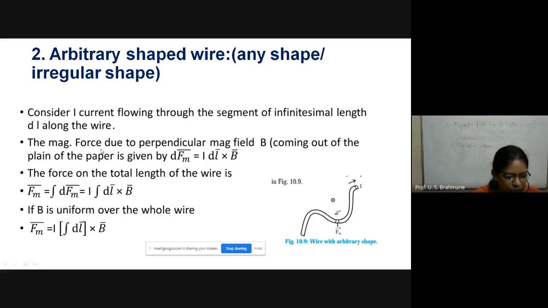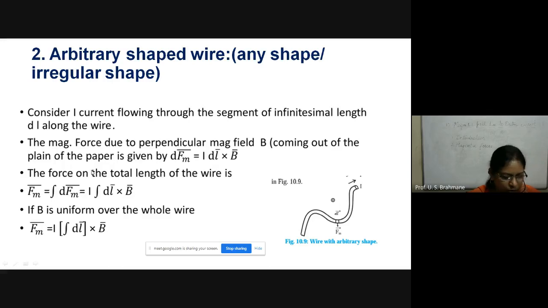The magnetic force due to the perpendicular magnetic field B, coming out of the plane of the paper, is given by dFm. As the element is small, the force is also small, that is dFm, which is equal to I dl cross B vector. The force on the total length of the wire is, now when we consider the total length, we take the summation of each element. Instead of summation, we can also have integration. So Fm is equal to the integration of dFm vector.